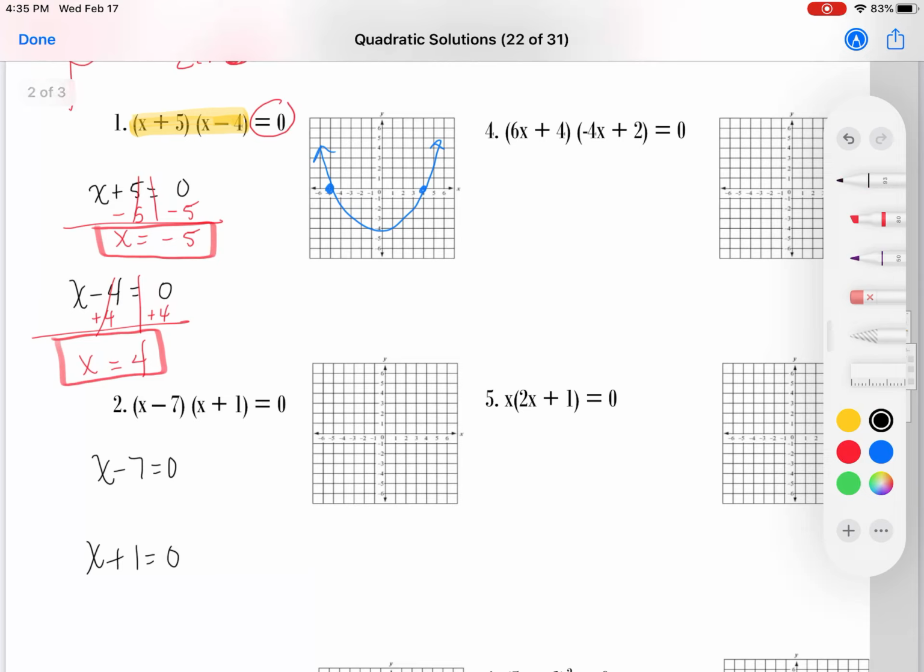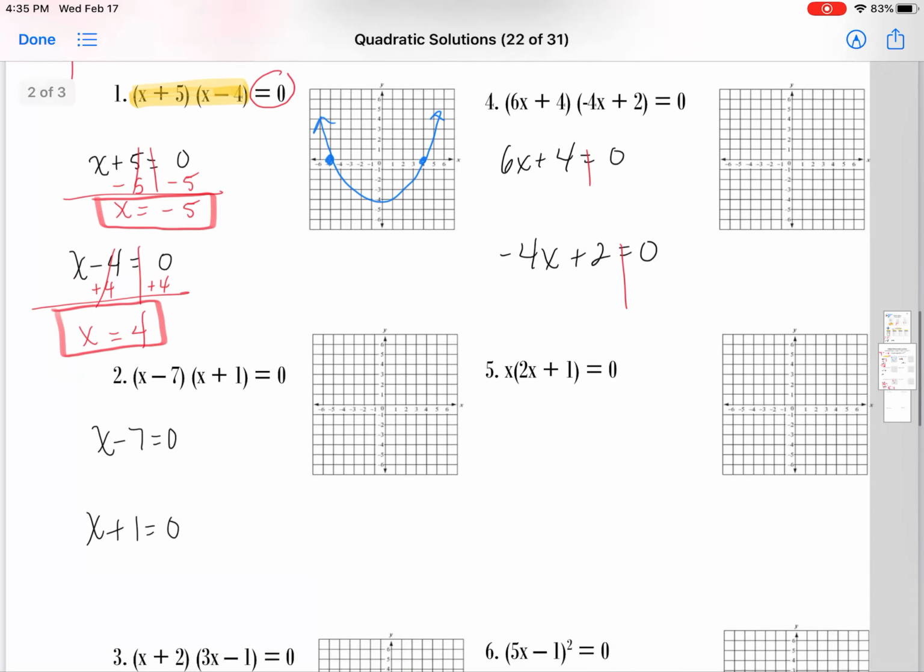Same idea. It's just a two-step equation. 6x plus 4 equals 0. Negative 4x plus 2 equals 0. How do you solve them for x? Two-step equation to get x by itself: move the constant and then divide. So when you're ready, I want you to do the same thing with number 5.